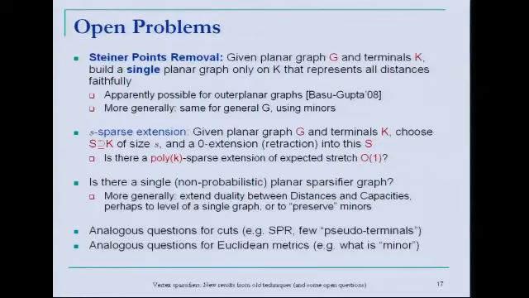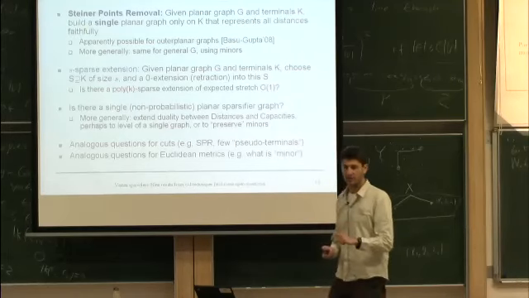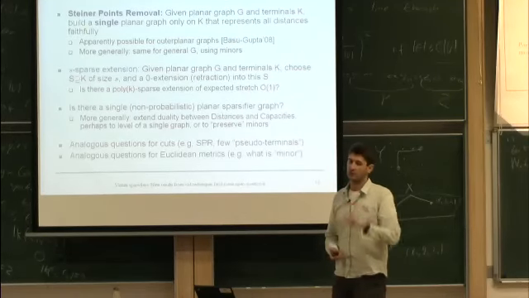So let me jump to the open problems. One problem is exactly what you asked, Steiner point removal, where you have just distances. You have a graph with terminals, and the non-terminals are usually called Steiner points. You want to get rid of all the Steiner points and somehow maintain all the distances correctly. But of course, I could just use a complete graph on the k vertices. So to prevent you from doing that, I'm going to require that if G was planar, the new graph has to be planar.